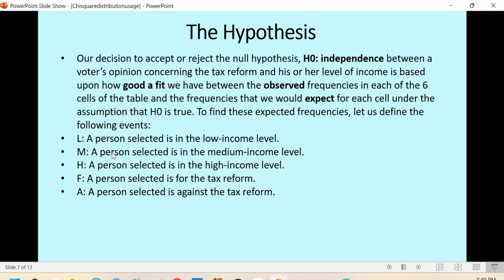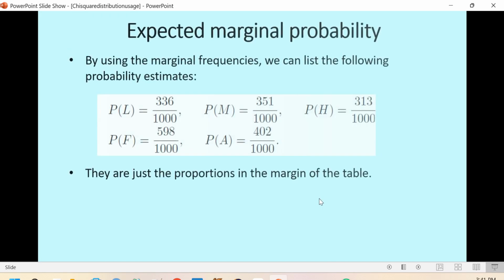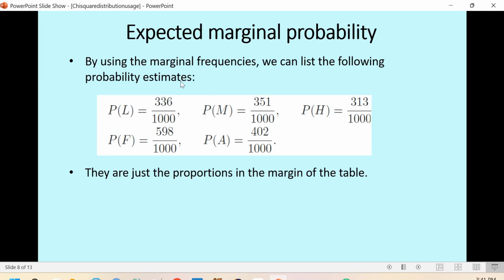So we will represent these letters: L means the person is low income, M means medium income, and so on. F means the person selected favors this tax reform. A means this person is against the tax reform. Then we can get the marginal probabilities from the data. These are the marginal probabilities because we have 2 rows and 3 columns.